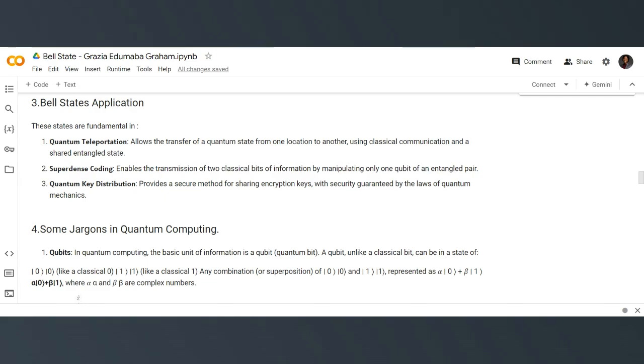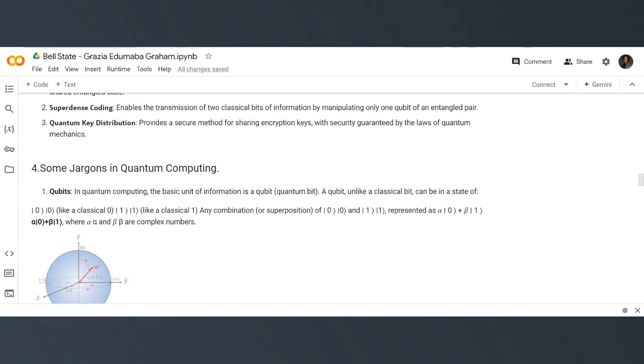The name speaks for itself. It enables the transmission of two classical bits of information by manipulating only one qubit of an entangled pair. Then it can also be used in quantum key distribution, which provides a secure method for sharing encryption keys, with security guaranteed by the laws of quantum mechanics. So if you forget anything, don't forget the applications, which are teleportation, superdense coding, and quantum key distribution.